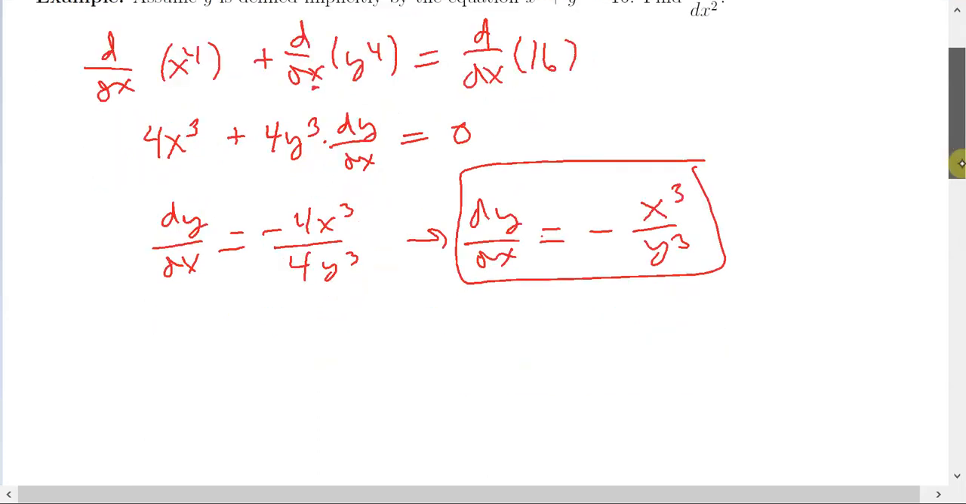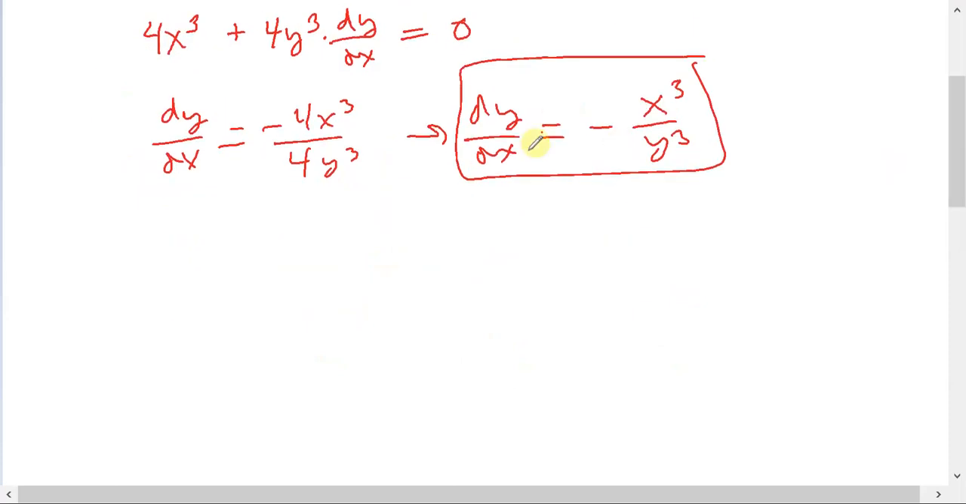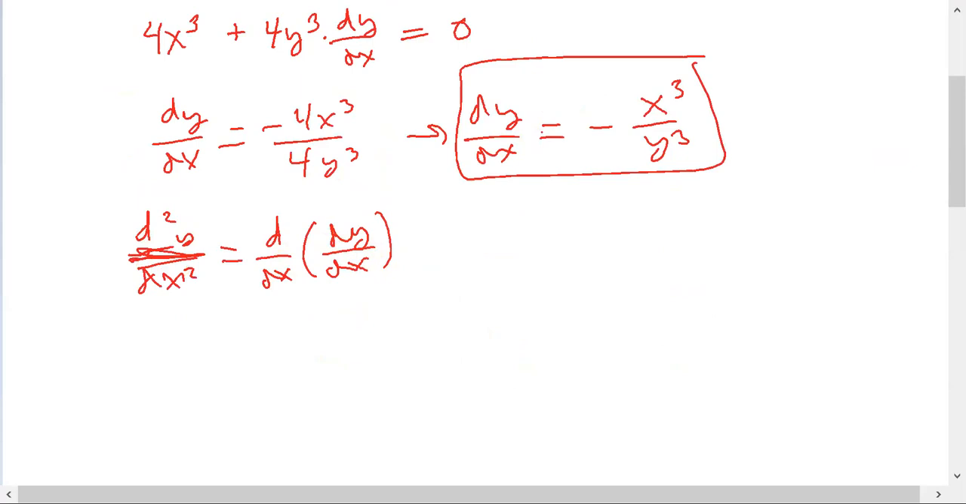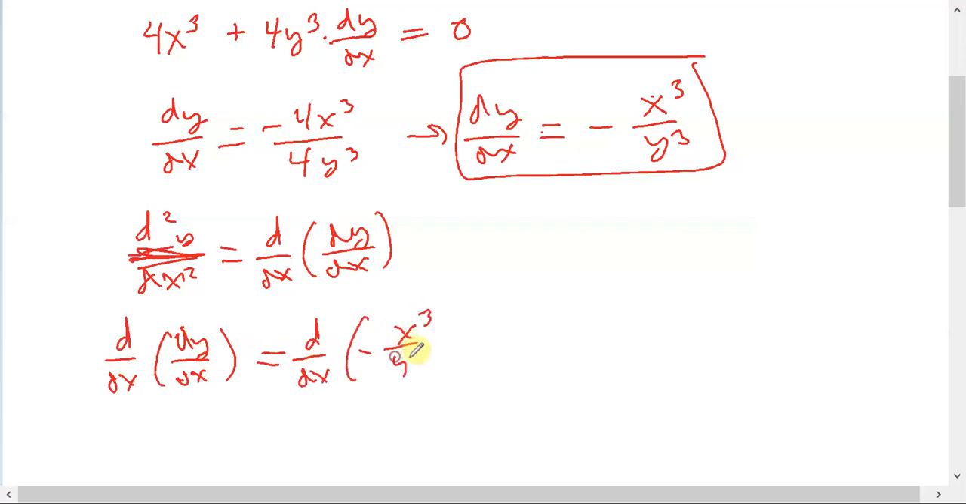Now to take the second derivative, I don't have to use the original equation. I use my derivative, because I know that the second derivative is the derivative of the derivative. So what I'm going to do is take the derivative of both sides of this, because that's how I would get the second derivative. I'm going to have the derivative on this side, which gives me my second derivative, equals the derivative on this side.